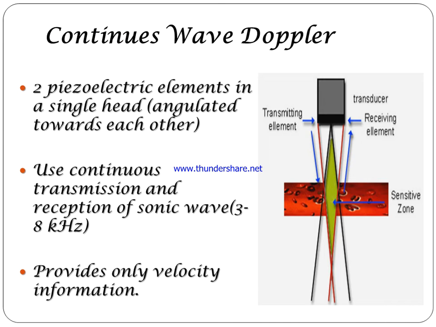Continuous wave Doppler. In continuous wave Doppler, there are two piezoelectric elements in a single head. They are angulated toward each other, as the diagram shows. Continuous Doppler uses continuous transmission and reception of sonic waves. It provides only velocity information.